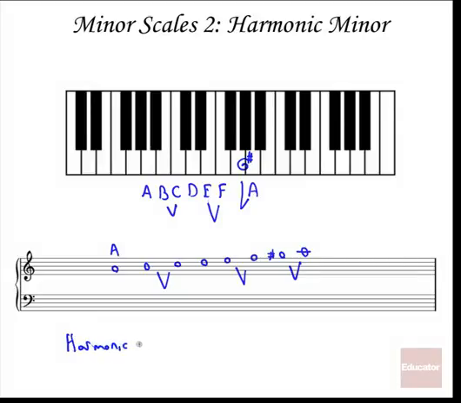And let's write out the pattern for the harmonic minor scale. So it's whole, half, whole, whole, half, and then this step here, which is now one step bigger than a whole step, so we'll just make it a plus sign, and then ending with a half step.